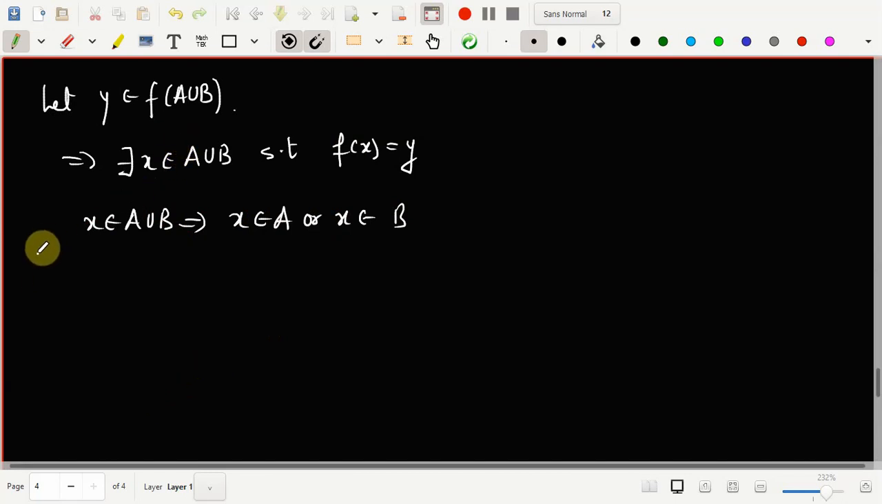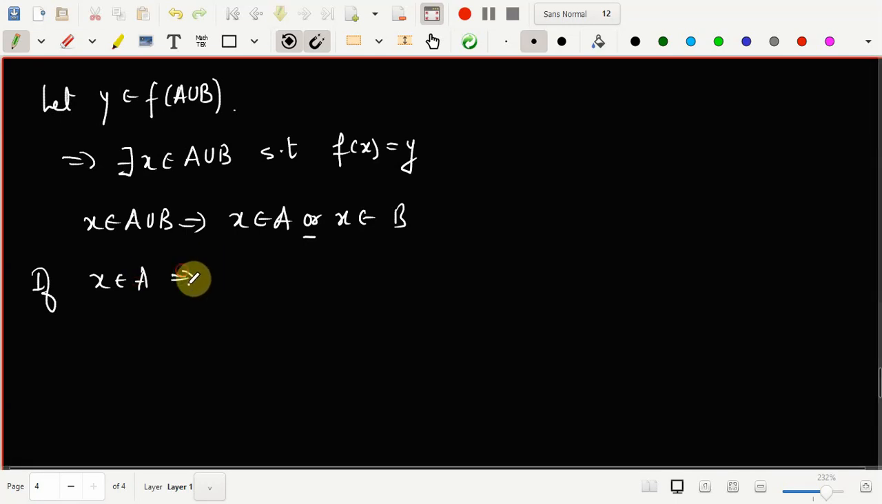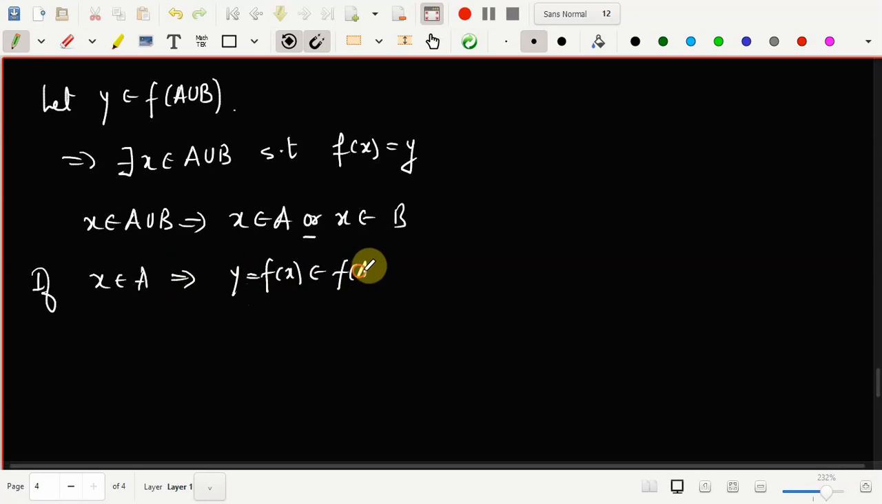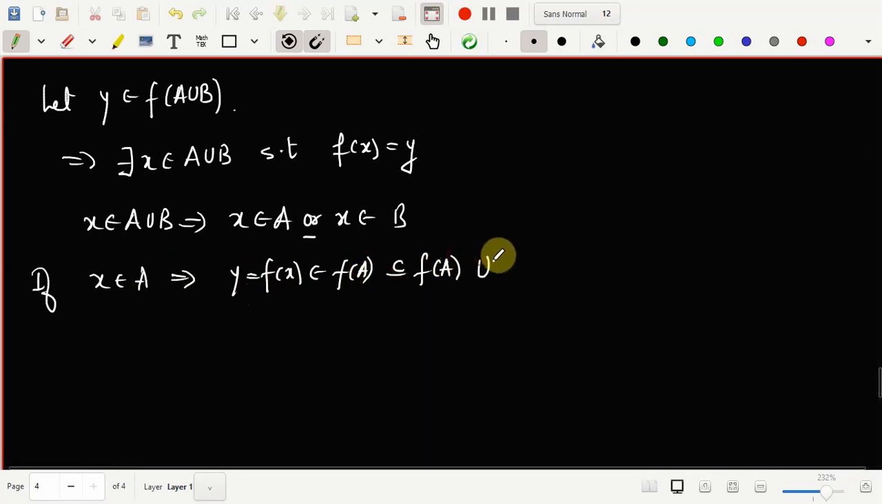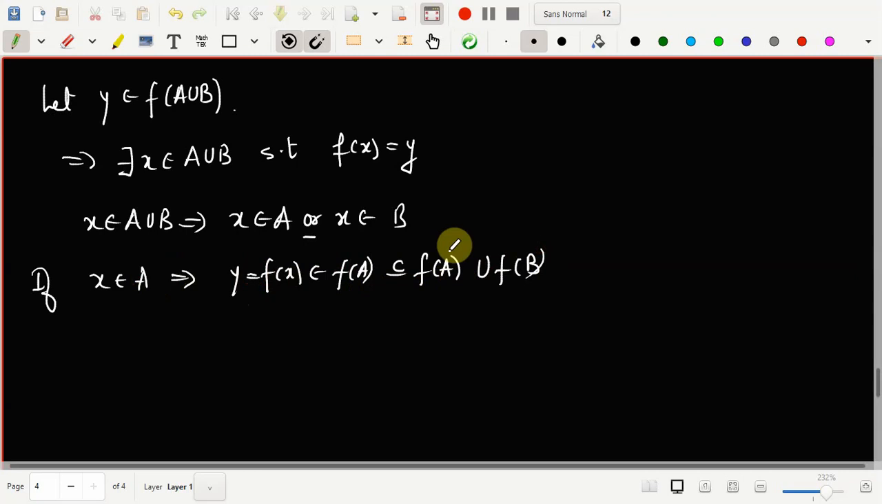So if x belongs to A, this would imply that f of x, that is y, will belong to f of A, which in turn is contained in f of A union f of B. By the way, both these sets are sets in Y, and therefore I can compare f of A with f of A union f of B. This is the bigger set, and therefore f of A is contained in f of A union f of B.